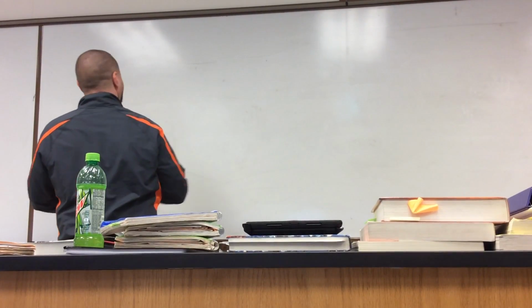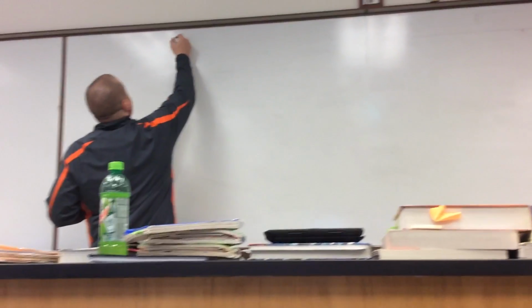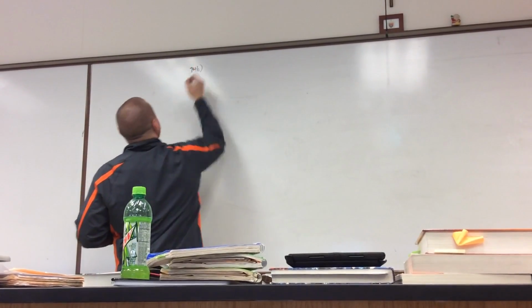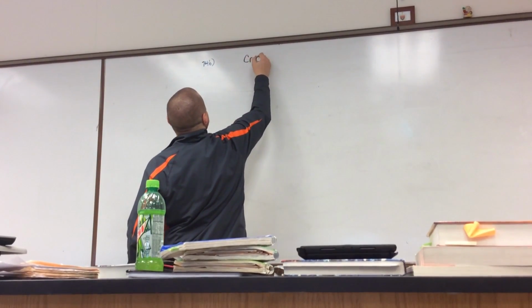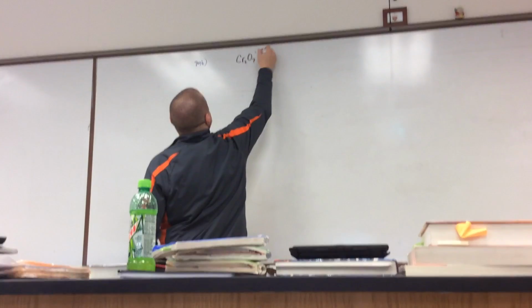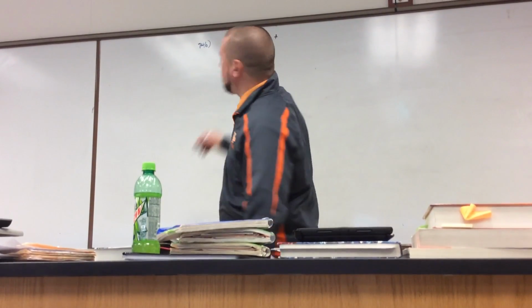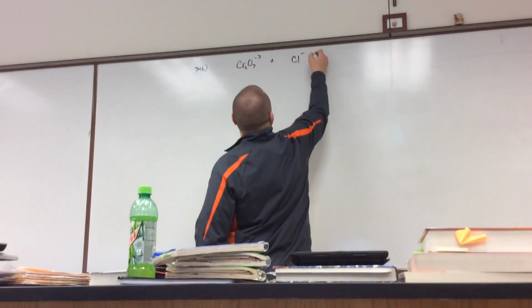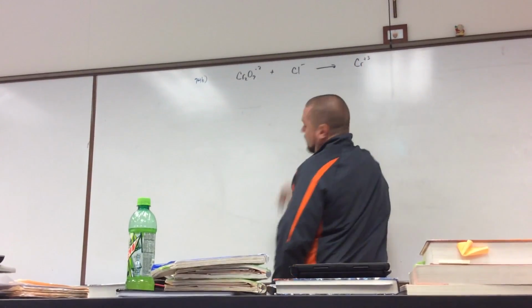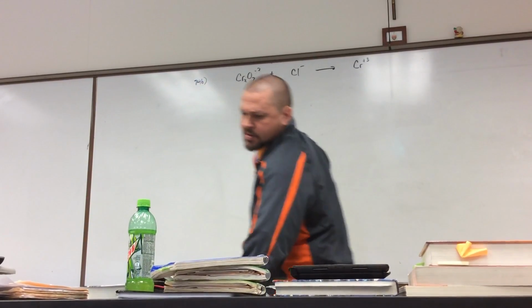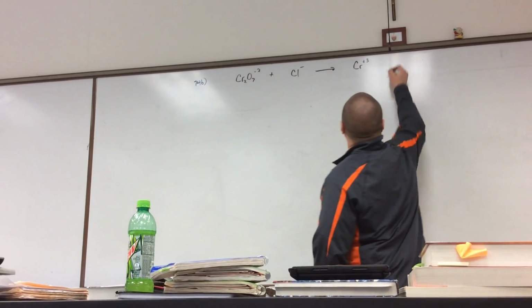Okay, so let's do 74B. So Cr2O7, this is dichromate. Dichromate reacting with chloride ion to form chromium 3 plus chlorine gas.